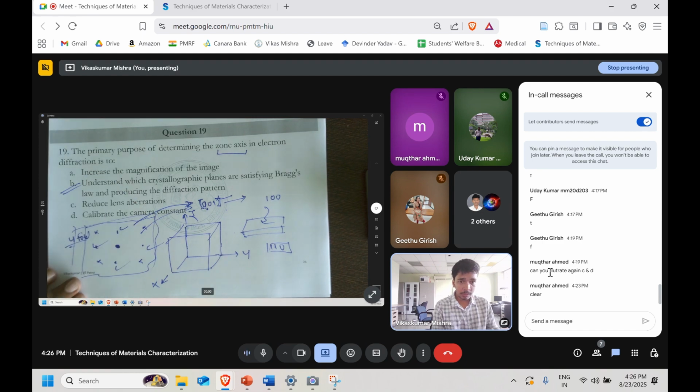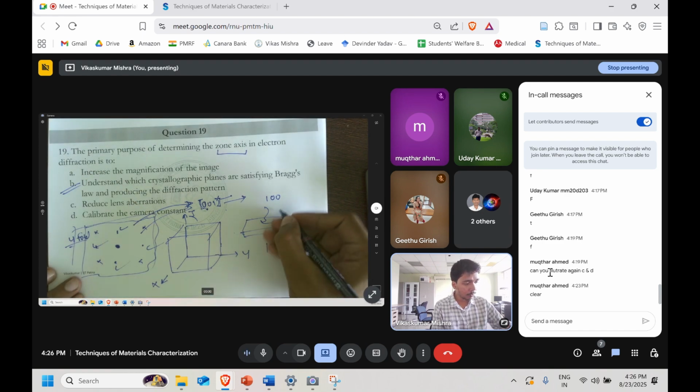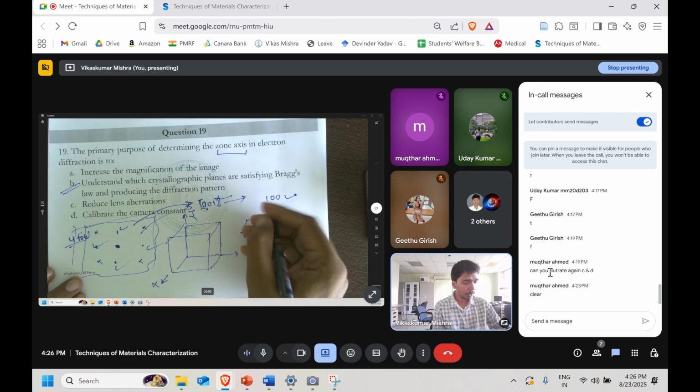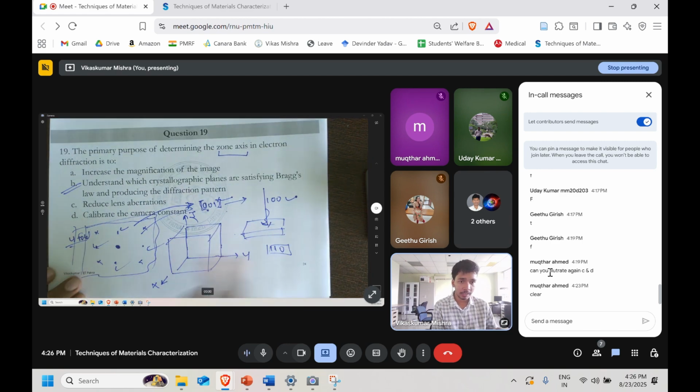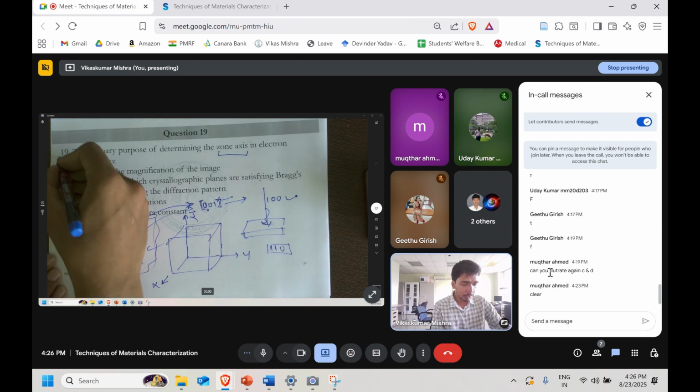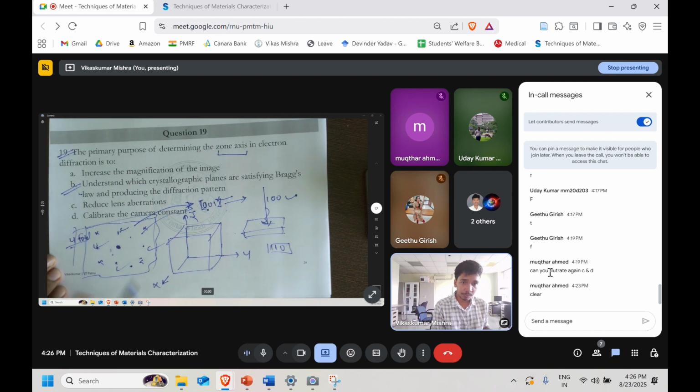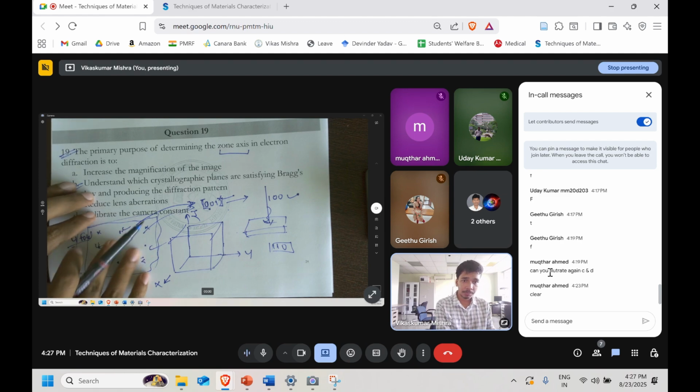Okay, so zone axis is very important. Now, if you procure this 100 specimen and you pass the electron beam through it, you did the TEM of it, you will get the diffraction pattern which will look like this. Okay, so this is how. So question number 19, the right answer is option B. If any doubt in this particular one, let me know.